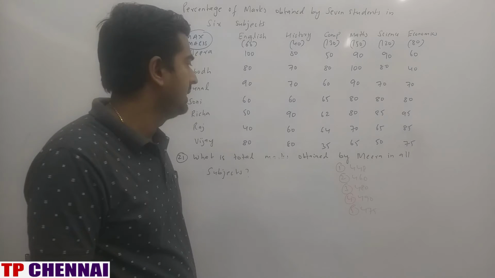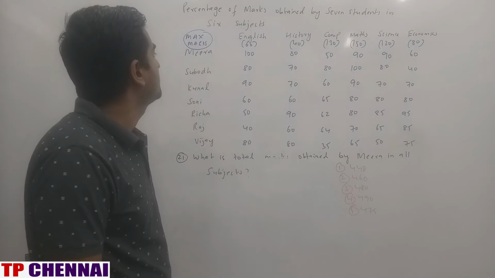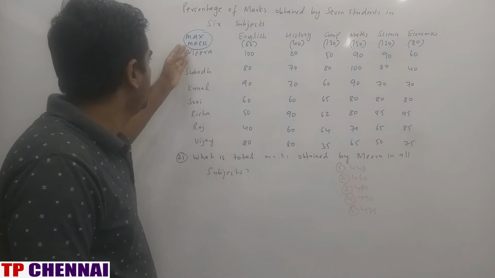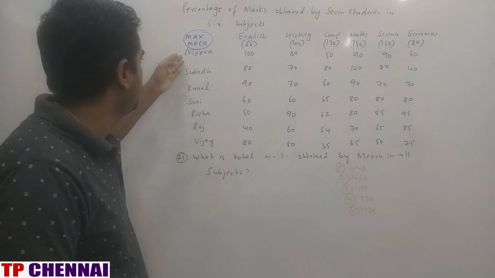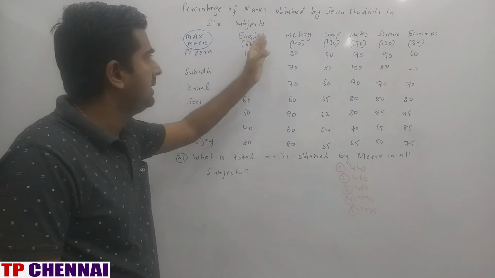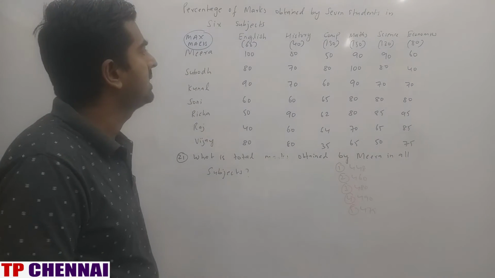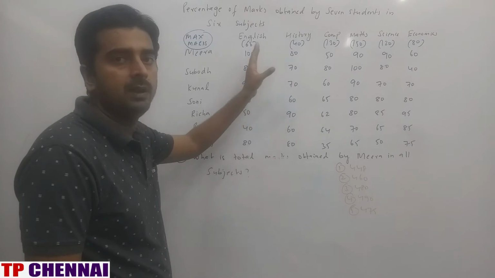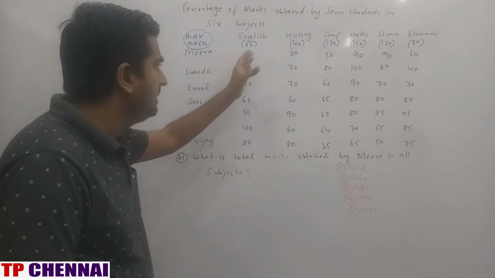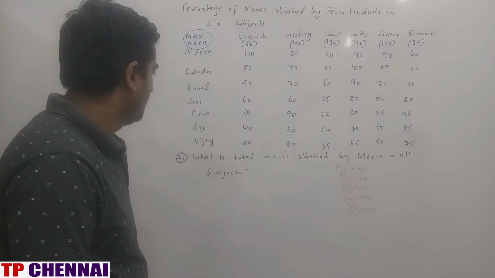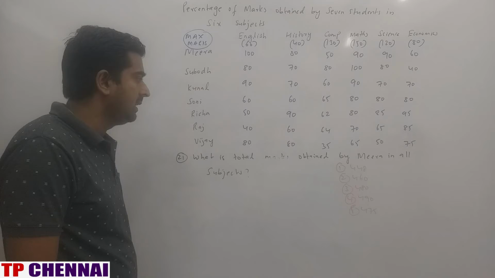Now we'll see one set of DI. Here they have given you the percentage of marks obtained by 7 students in 6 different subjects. You have different persons: Meera, Subodh, Kunal, Soni, Richa, Raj, Vijay, and 6 different subjects: English, history, computer science, mathematics, science, economics. Each subject has a different maximum mark, and inside the table they have given the percentage of marks. First question, what is the total marks obtained by Meera in all the subjects?